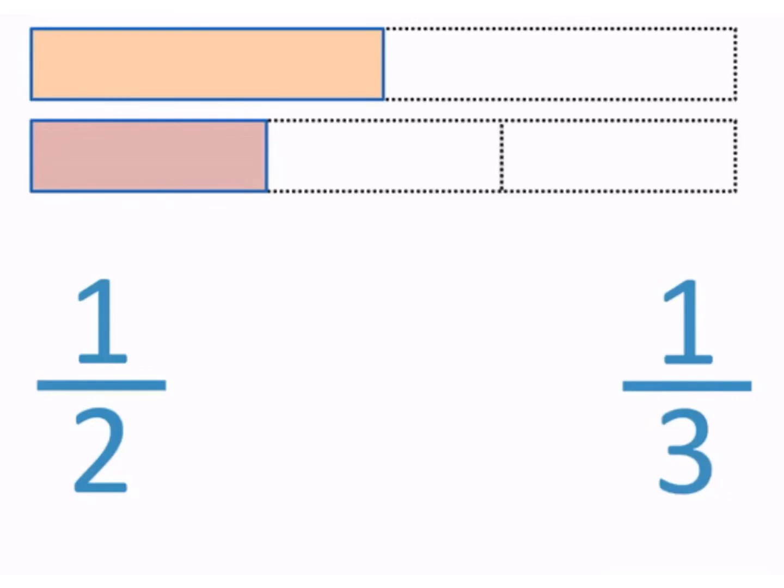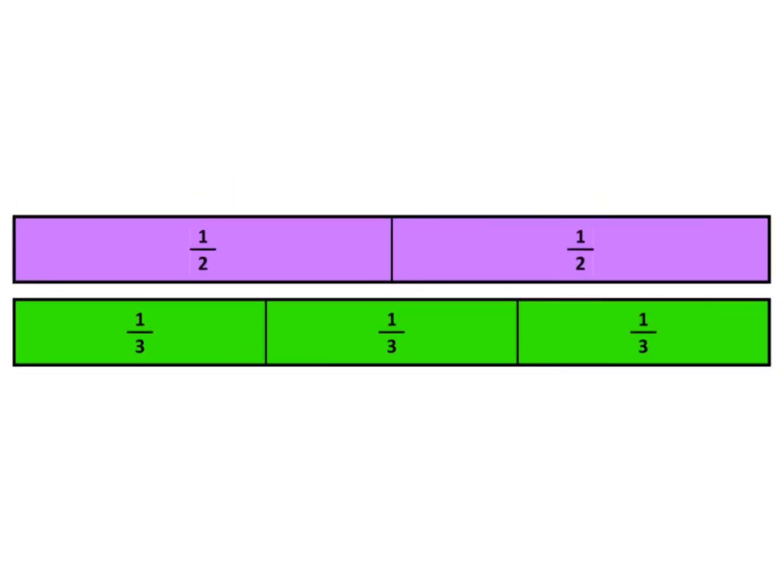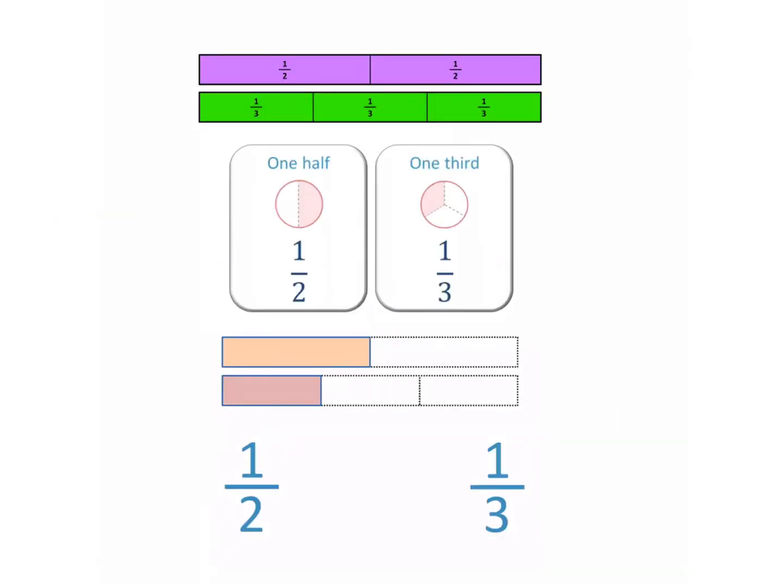Remember, if I have the same size whole, the more pieces I cut it into, the smaller those pieces are going to get. So if I have 3 pieces, they're going to be smaller than if I only have 2 pieces. So 1/2 is greater than 1/3. 1/3 is less than 1/2.